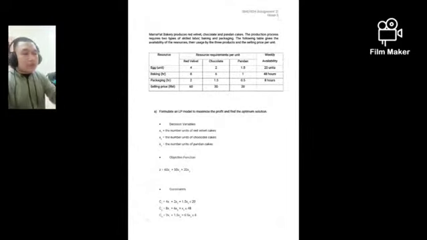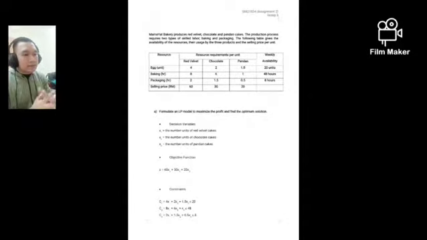The question A is: Mamayat Bakery produces red velvet, chocolate and pandan cake. The process requires two types of skilled labor, baking and packaging. The following table gives the availability of the resource, the use by the three products and the selling price per unit. We can see here the resources are egg, baking, packaging.